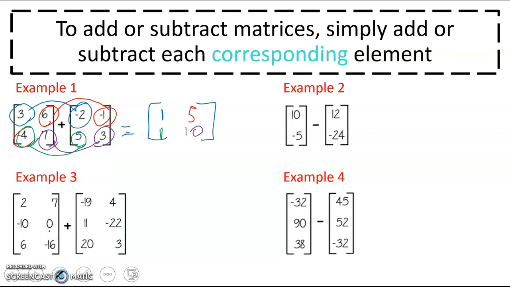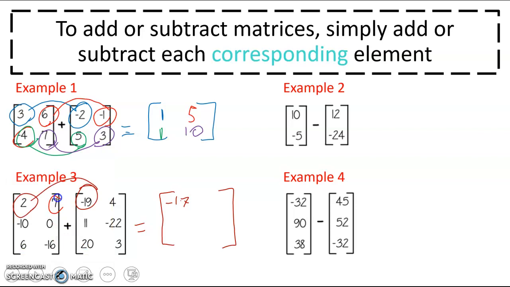Let's do another example here with addition. Start with the 2, go over to the negative 19. We're adding matrices of the same dimensions, so they're going to look exactly like the matrix that we left off with. So we know that we're going to have 3 rows, and 2 columns. And we do 2 plus a negative 19 to get negative 17.